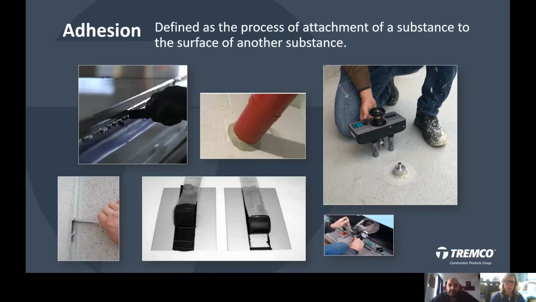Adhesion. Dante, what is adhesion? Well, adhesion is defined as the process of attachment of a substance to the surface of another substance. So what does that mean? It sticks. So regardless of what the product is, if it's a coating, a membrane, fire stopping, glazing, in plant or in the field, it's got to adhere from a performance perspective, but really important.